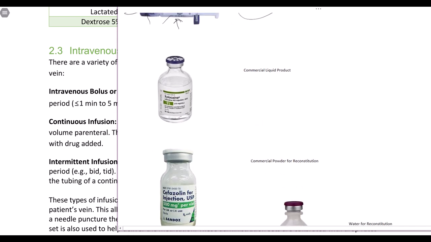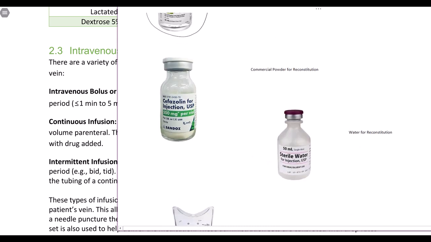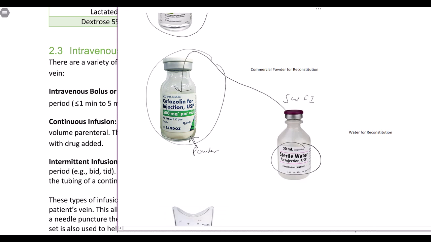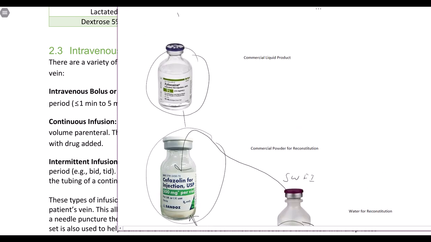We also see commercial liquids. So this is a liquid that's sterile, already reconstituted, already in a liquid form. Here we have an antibiotic that is in powdered form. So this is a powder. And the dose will be reconstituted with sterile water for injection. That is going to be put into the container, reconstituted, and then it will look just the way the other ones do, right? All reconstituted.